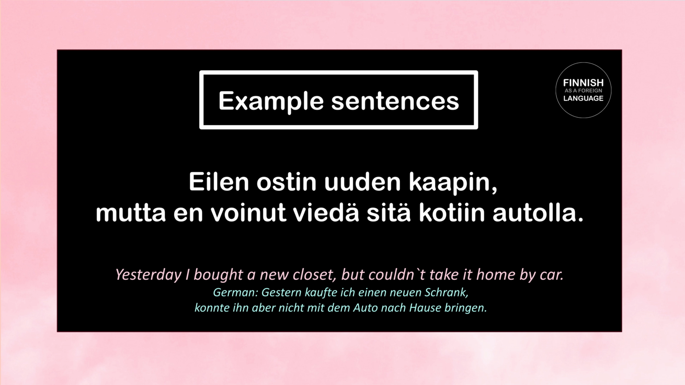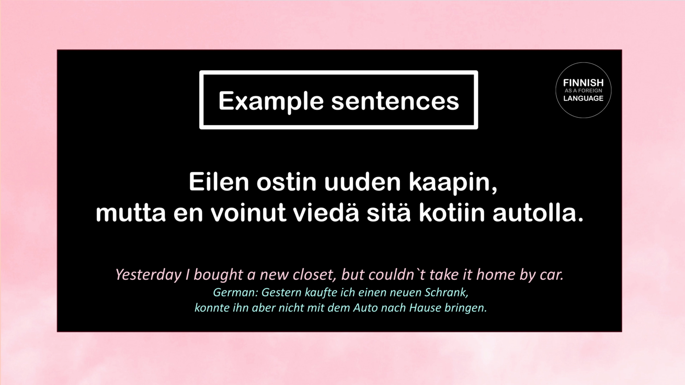Uuden kaapin means a new closet. So kaapin is the genitive case of kaappi, which means closet. And uuden here is the singular genitive of the word uusi, which means new. Since the word uusi refers to the closet, it also has to stand in the genitive case. Then we have mutta, which works as our conjunction, meaning but. En voinut viedä means I couldn't take away. It's the negative first person singular past tense of the verb voida. Viedä is our verb standing here in its infinitive form, meaning to take away or to bring away.